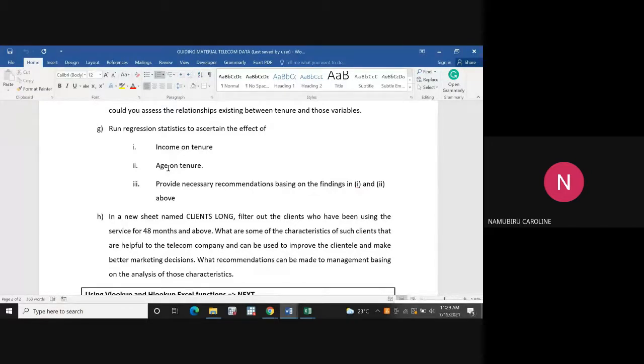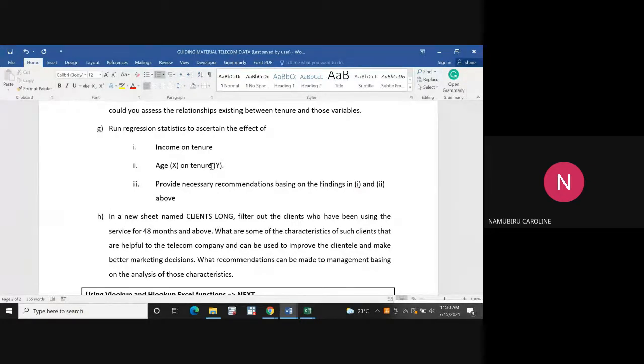We say that the line of best fit has the y and x variable. The y variable is the dependent. The x variable is the independent. The independent variable is the one that affects the dependent. So whenever you see age on tenure, it means that you want to see how age affects tenure, meaning you want to see whether tenure depends. So in this particular example, age is our x variable, and tenure is the y variable.